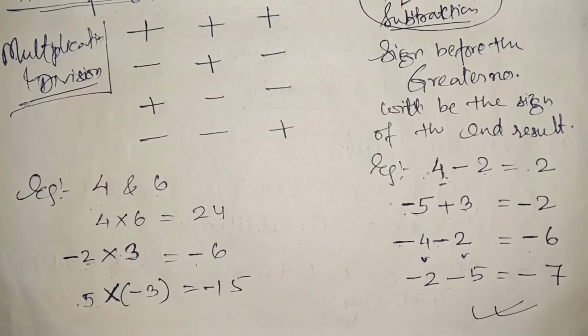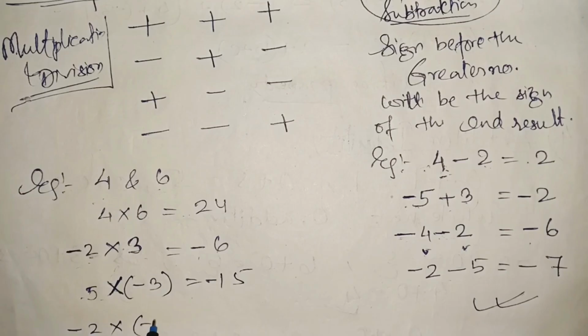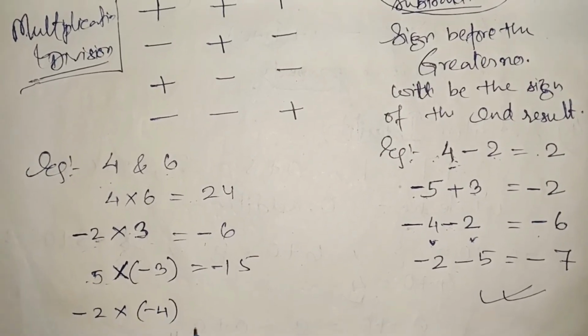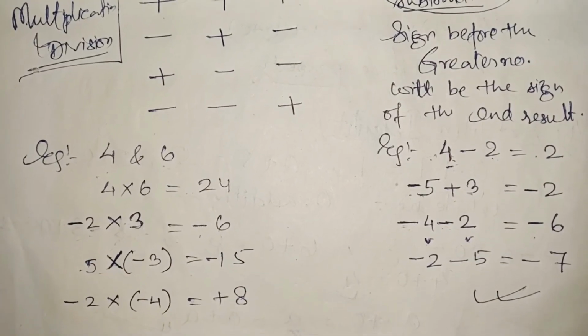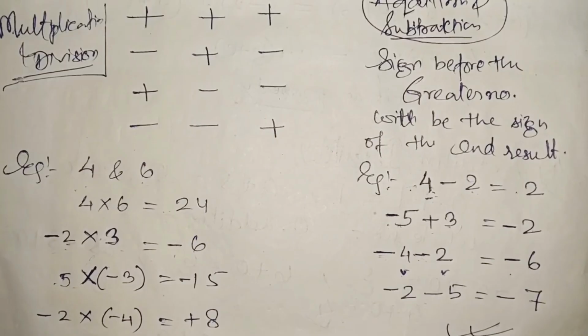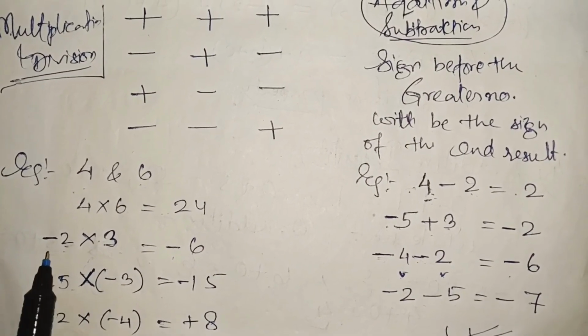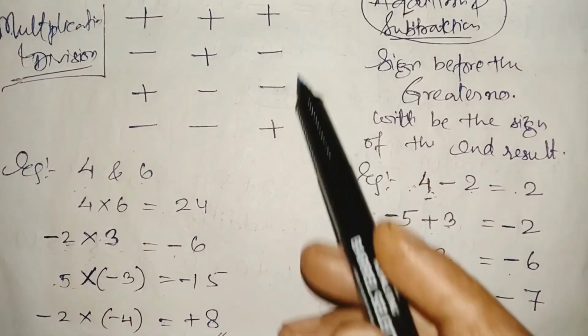Again, the third case is that both the numbers are negative. So -2 into -4. I'm just taking any random numbers. What will be the result here? 4 into 2 is 8, and minus minus is plus. So you can see the difference very carefully. Whenever we are doing multiplication, the sign we get in the end result, we will follow this rule.